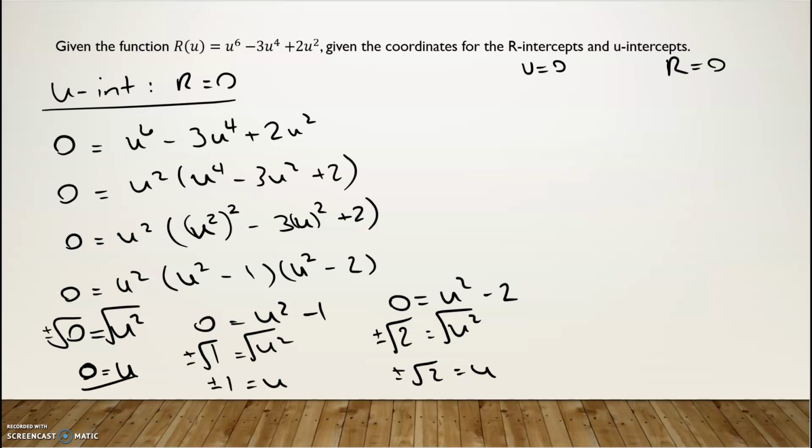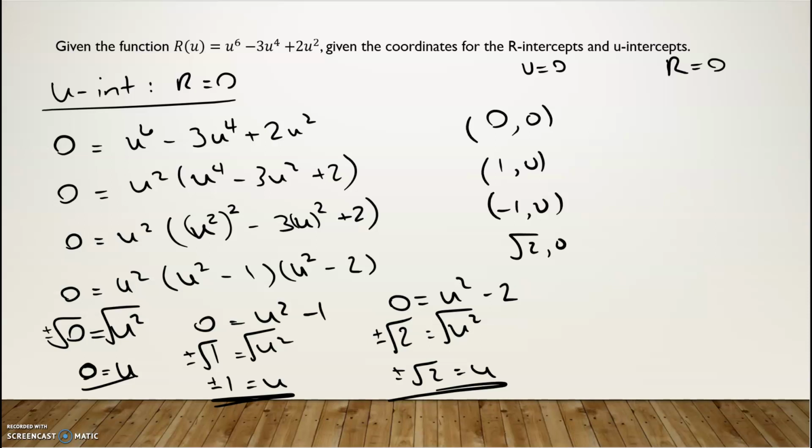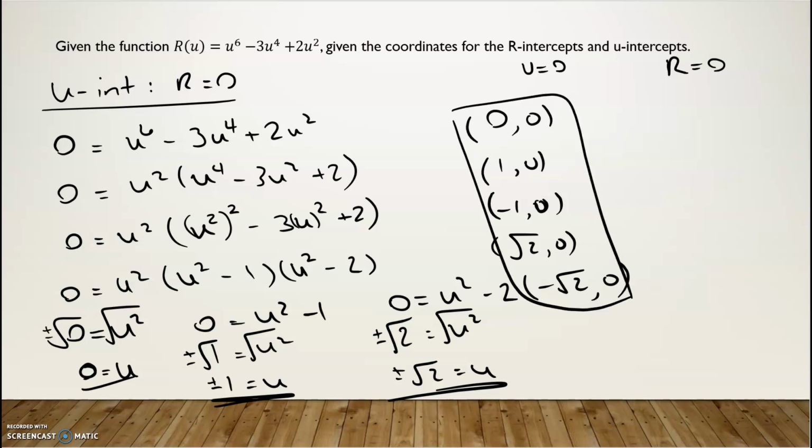So for this first one, this would be (0, 0). For these right here, it would be (1, 0), (negative 1, 0). For here, this would be (square root of 2, 0), (negative square root of 2, 0). Okay, so all of these right here would be my u-intercepts. Now let's go back and find our r-intercept.